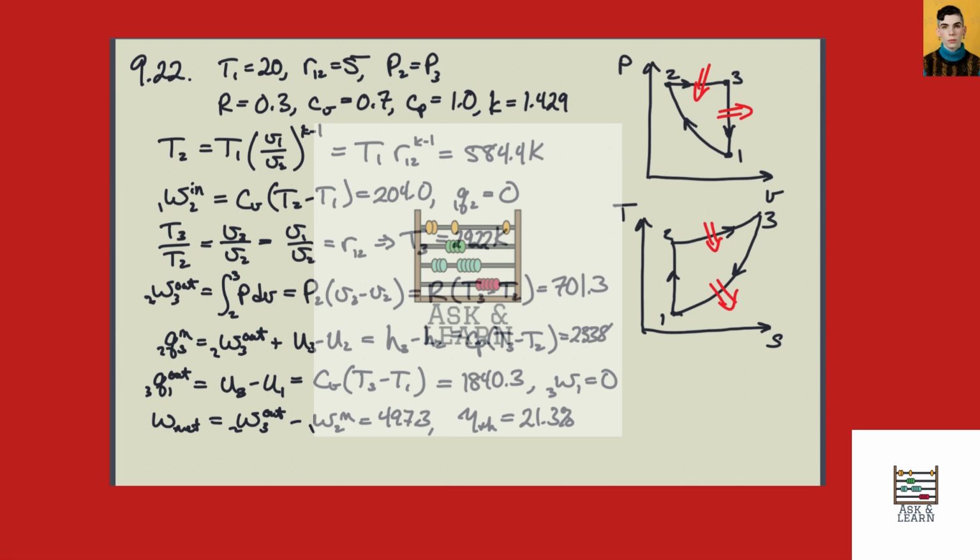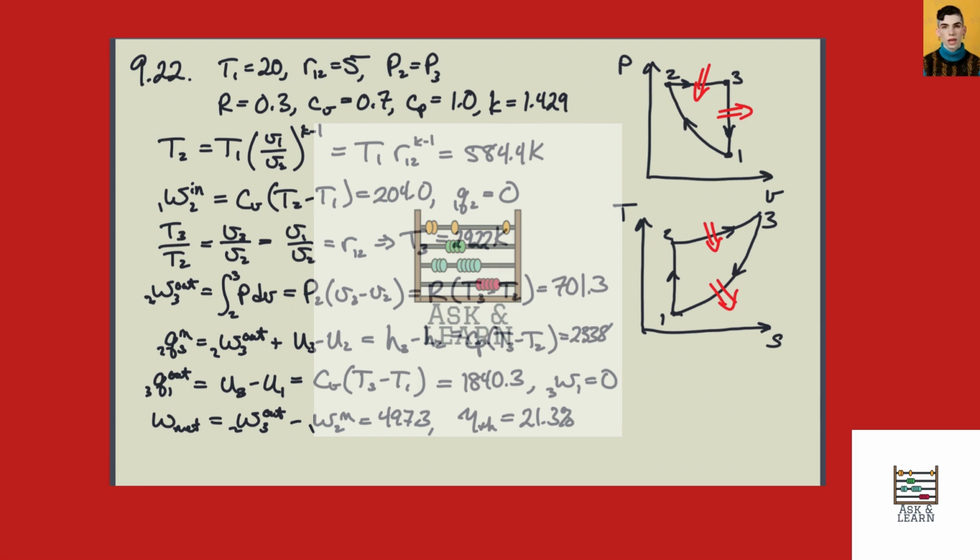And now the heat that we dumped out of the system as we were letting the pressure back down to our initial state, that is just the change in internal energy, because there was no work done here. So that's just the change in internal energy in the gas from 3 to 1. And that is the heat capacity at constant volume times the change in temperature. So the heat transfer, the heat that we got out, was 1,840.3 kilojoules per kilogram.